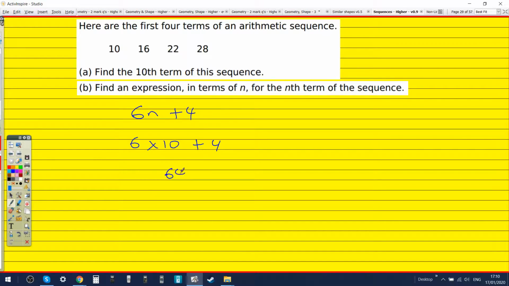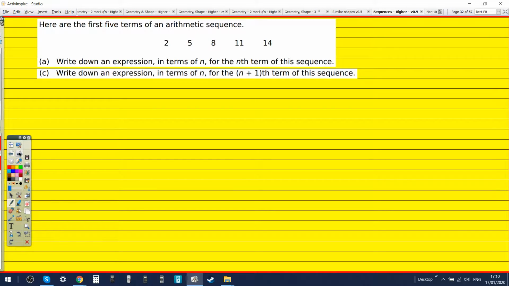Yes, and so quite strangely, some students won't be able to do part B, so they put part A first because they can probably just keep adding 6 even if they don't know how to do it. But the best way to do it is to do question B first and use that to do question A. Okay. And that's just why that's like that.